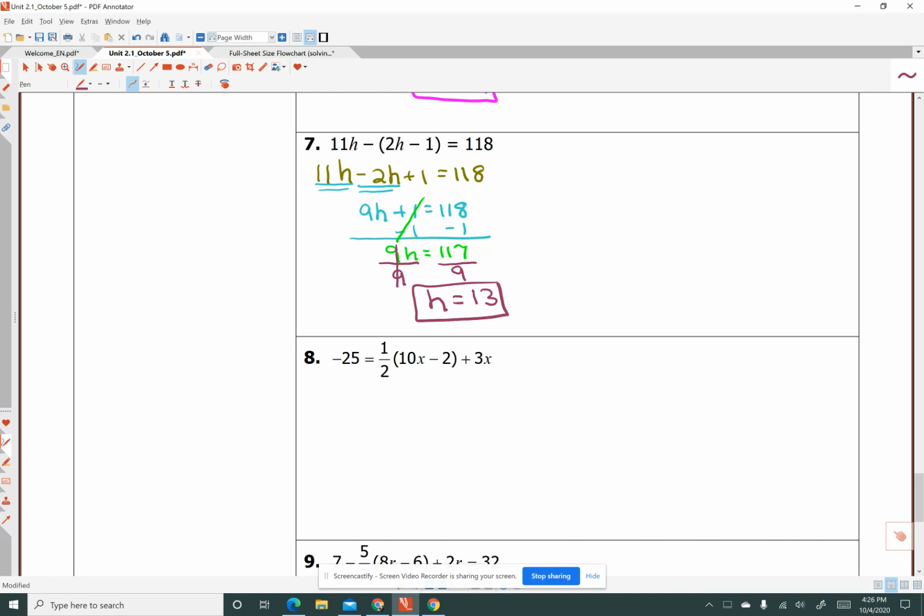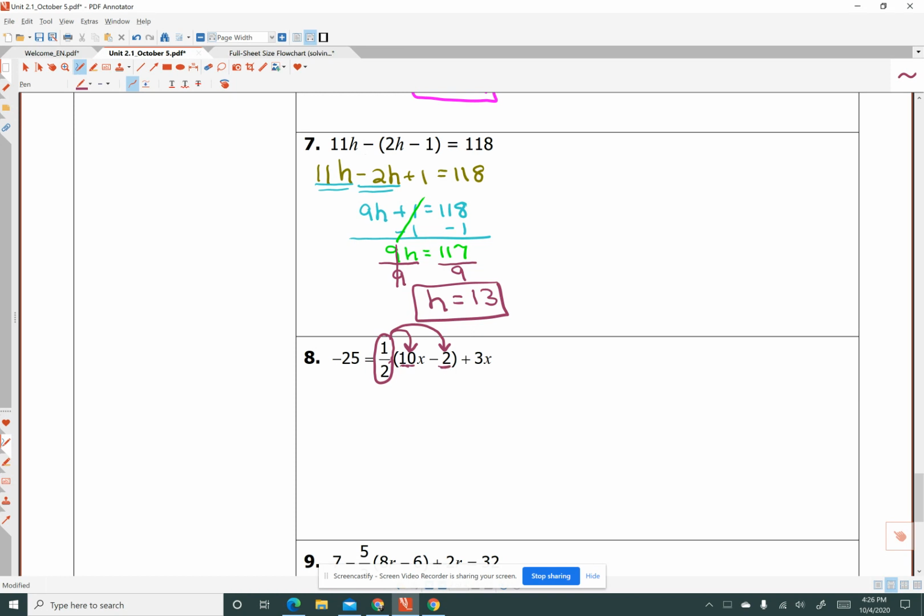Number 8, it's just a fraction. Okay, we're multiplying 1/2 times 10, and then we're multiplying 1/2 times negative 2. Students, on the one hand, this is pretty intuitive. What's half of 10? Half of 10 is 5. What's half of 2? Half of 2 is 1.